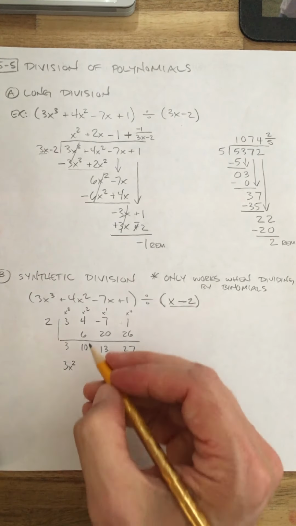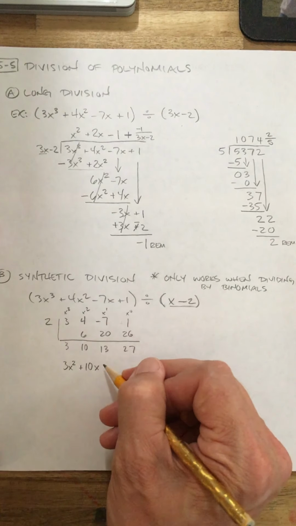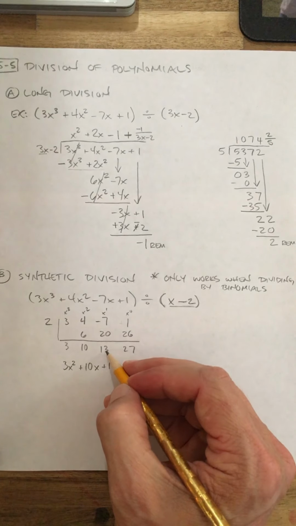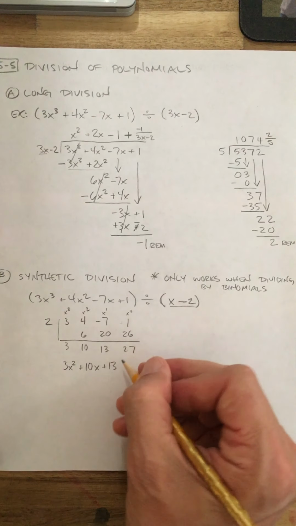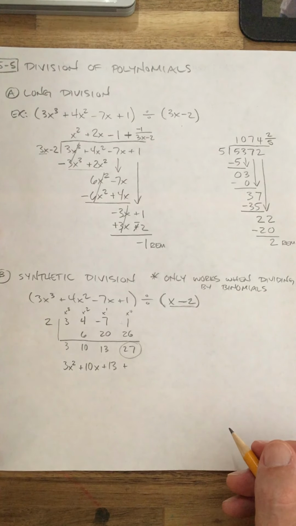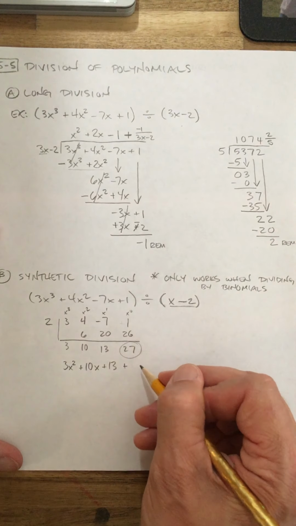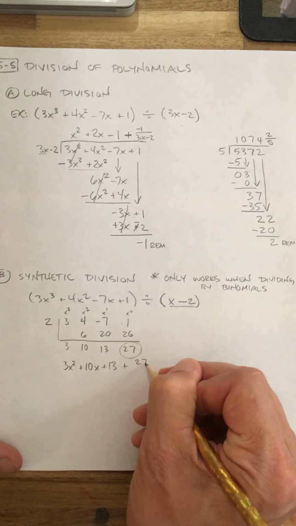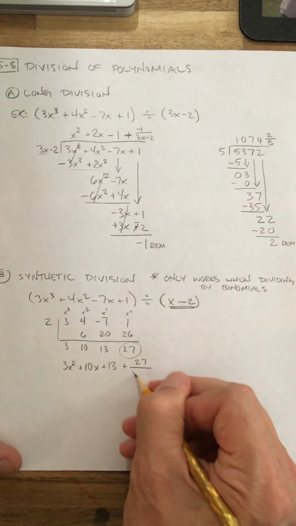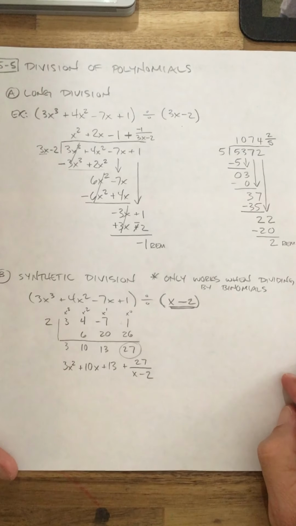Now it's 10 just x's. Plus 13, this was x to the power of 1, now it's x to the power of 0, so just 13. Plus, what do you think this 27 is right there? That's right, it's my remainder. So you don't put r27, you put the 27 divided by what you were dividing with, the x minus 2. And that's how you do synthetic division.